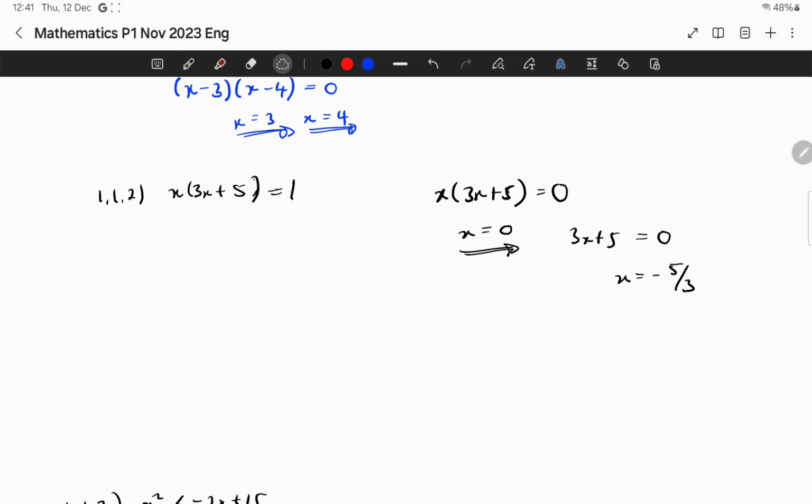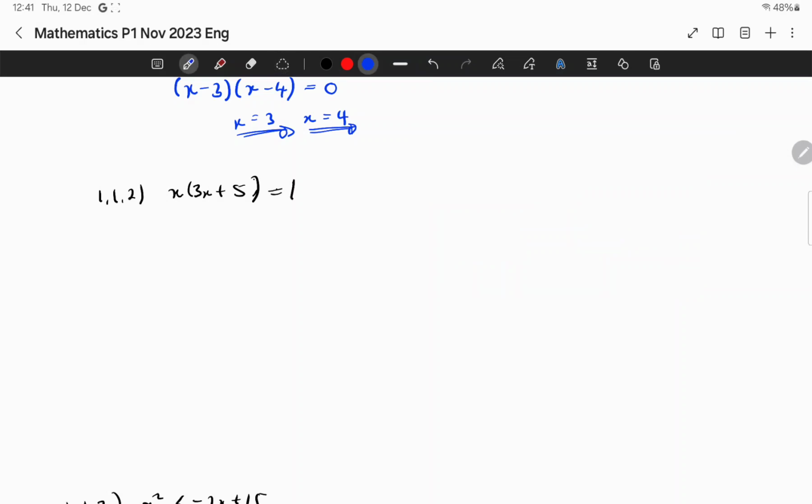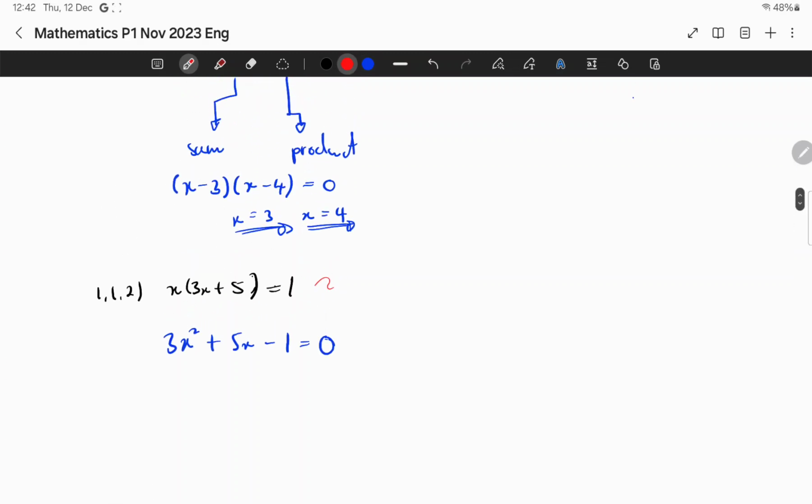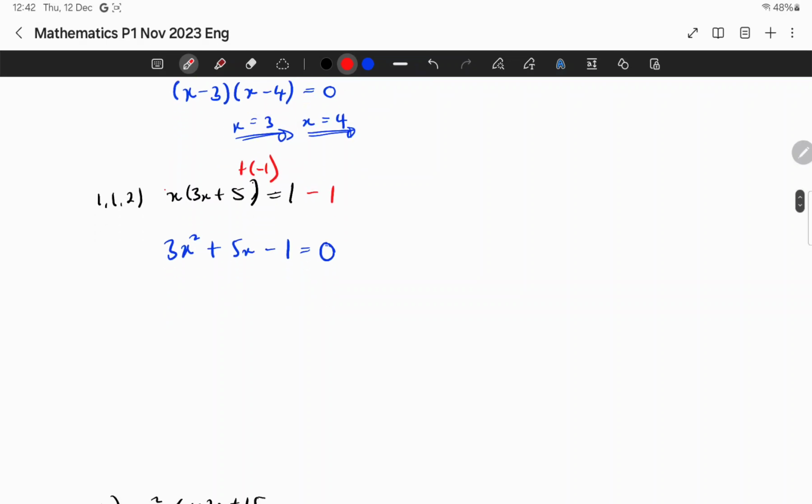But in the question we're solving, we have a 1 on the other side. So you want to simplify this into 3x squared plus 5x: x times 3x, x times 5. Then we have a 1 on the other side. When you take this 1 and move it to this side, it becomes a negative 1. When I say move, of course that means adding a negative 1 on both sides. This cancels out to 0.